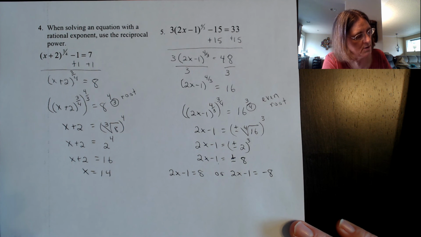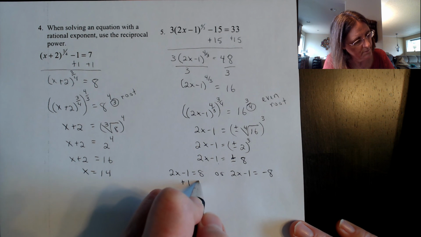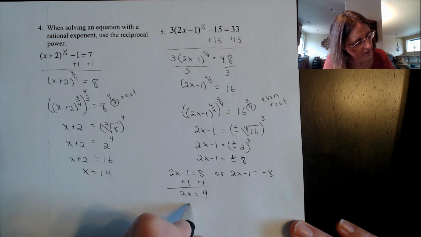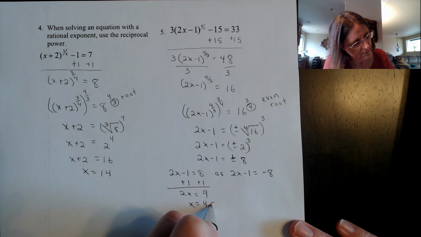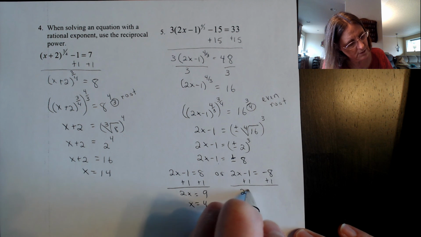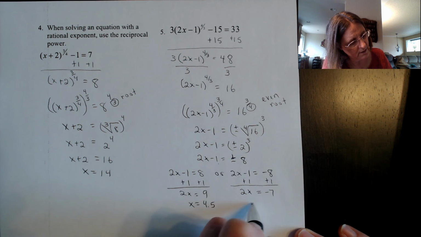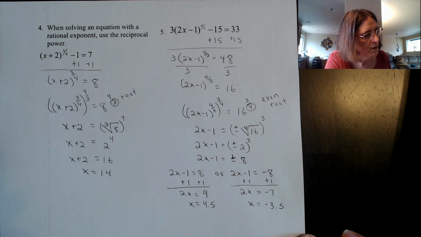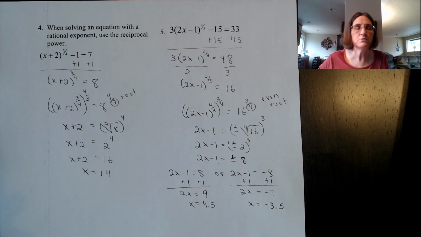In each case, we're going to solve by adding 1 and dividing by 2. Adding 1 to both sides, so we get 2x equals negative 7, and dividing by 2, we get x equals negative 3.5. And those are our solutions for our radical equations.